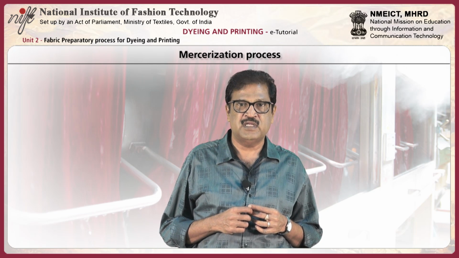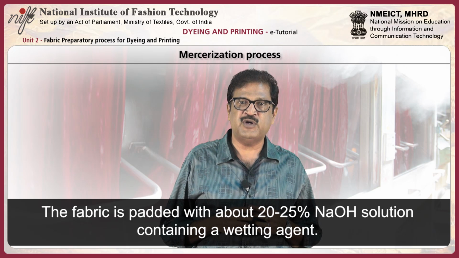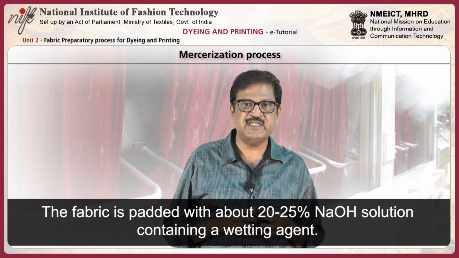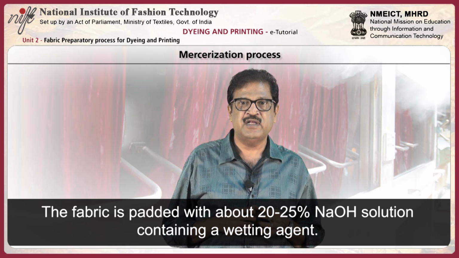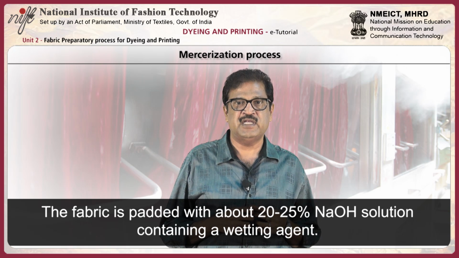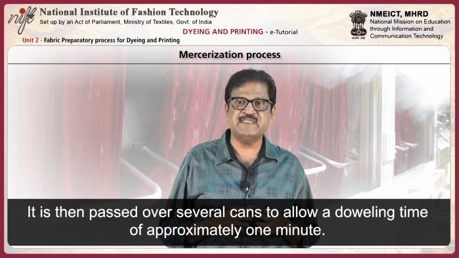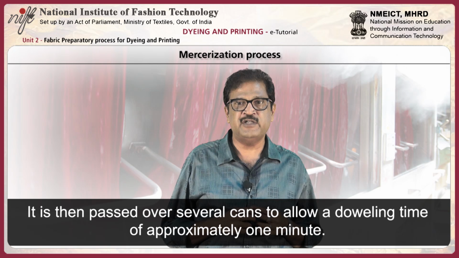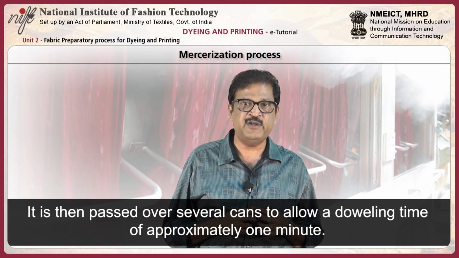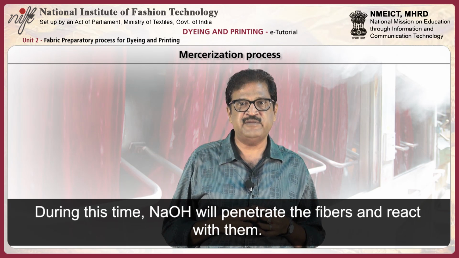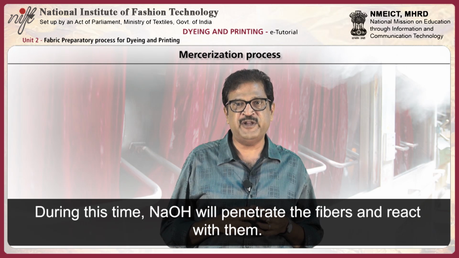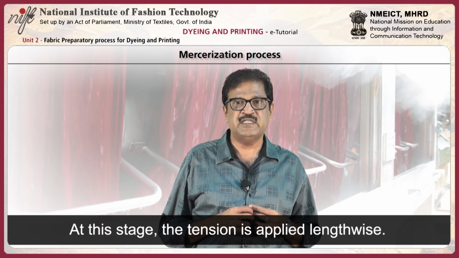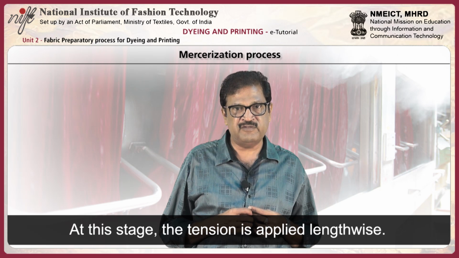Mercerization process. The fabric is padded with about 20 to 25% sodium hydroxide solution containing a wetting agent. It is then passed over several cans to allow a dwelling time of approximately 1 minute. During this time, sodium hydroxide will penetrate the fibers and react with them. At this stage, the tension is applied lengthwise.